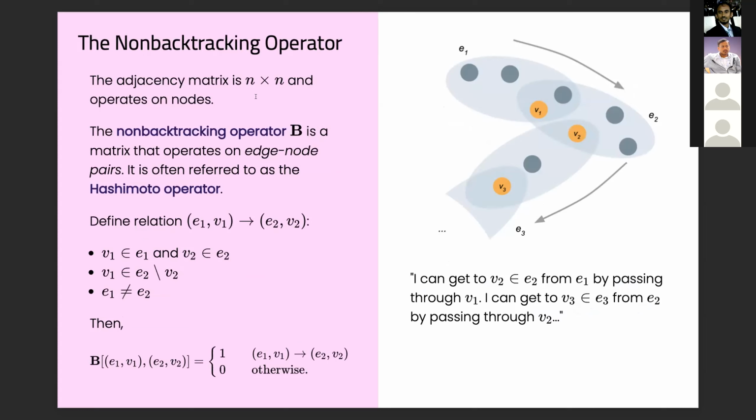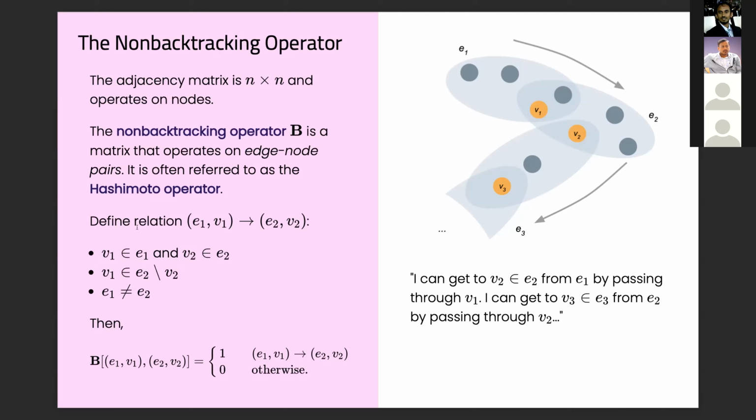So the adjacency matrix, as a reminder, is n by n. It's indexed nodes by nodes. Meanwhile, the non-backtracking operator, which we'll denote B, is a matrix that operates on edge node pairs. So it's indexed by a pairing of both an edge and a node.